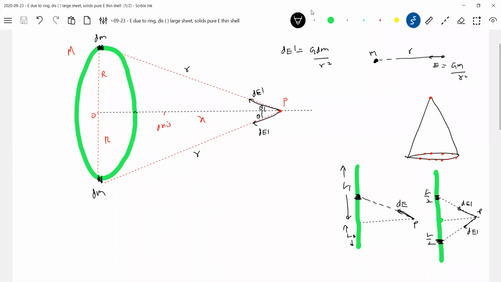So what is the net field? dE is equal to 2 dE dash cos theta. Theta will be constant, no? You take any point on a ring, the line joining the point mass to the point P will subtend an angle theta with the axis. So therefore this theta is a constant. So I'll take everything.